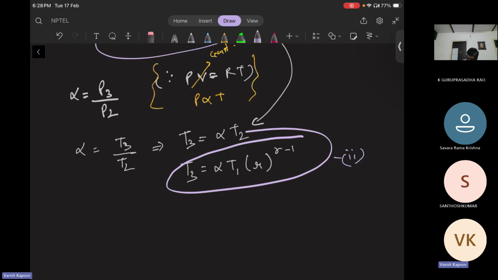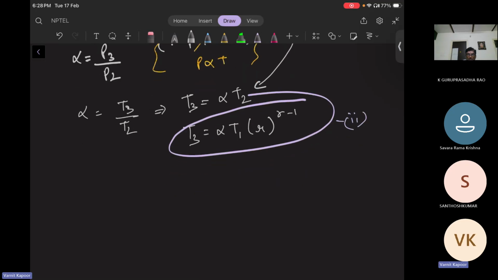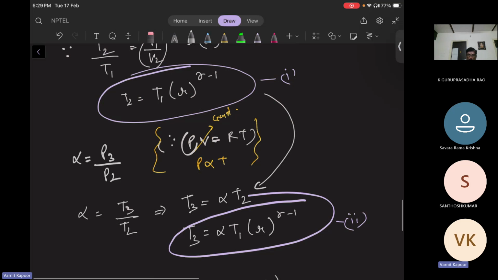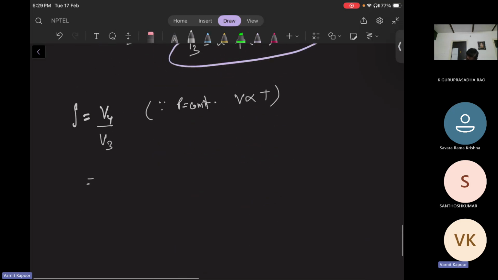Let's go for T4. Since we know that rho, your cutoff ratio, is nothing but V4 over V3, and it is a constant pressure process, since pressure is constant, volume will be directly proportional to temperature from the gas law. If pressure is constant, then volume is proportional to temperature. So we can write rho is nothing but T4 by T3. This implies T4 will be rho times T3.